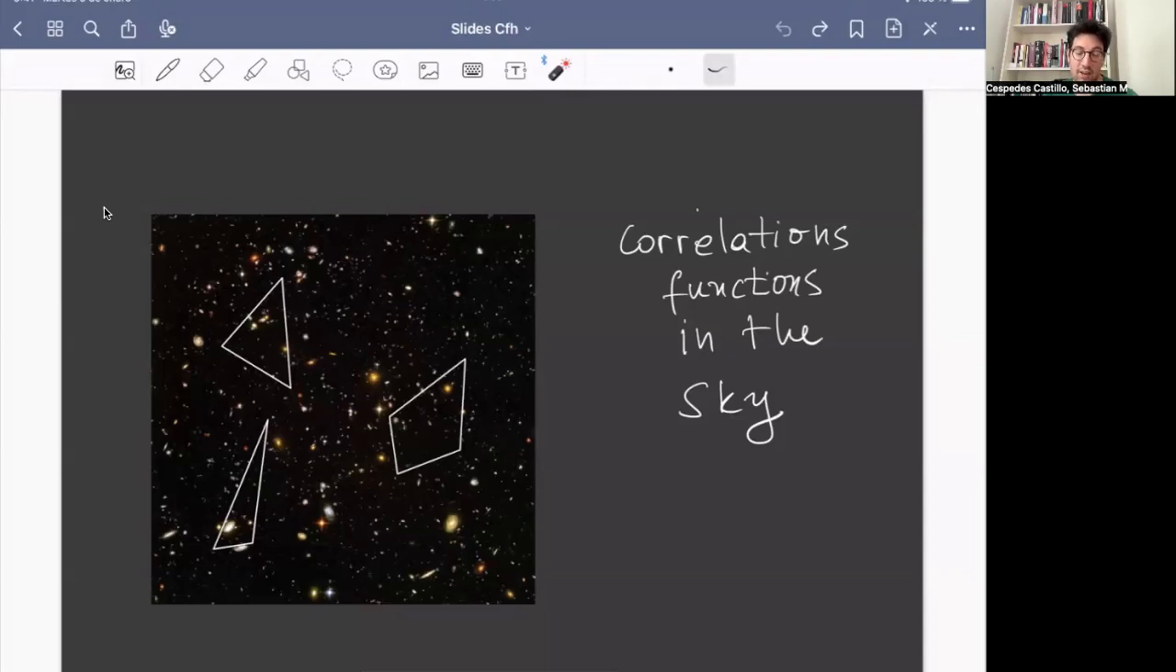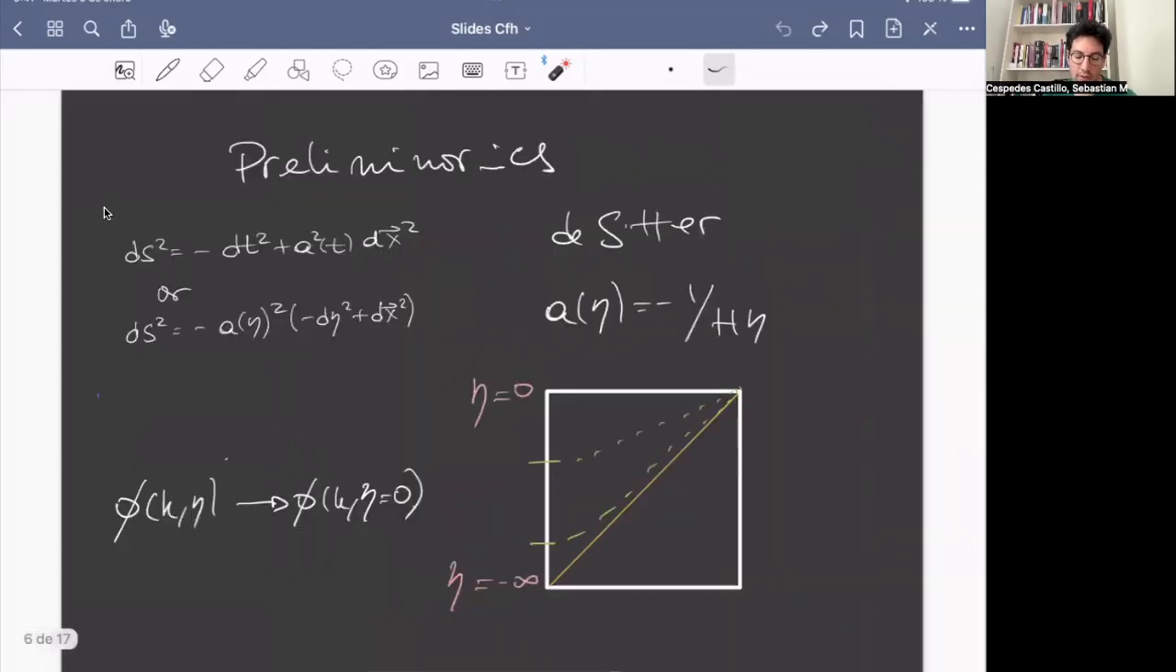These correlation functions encode a lot of information about the different epochs of the universe. For example, the galaxy formation, the dark matter abundance, but also, very interestingly, they potentially can have information about the early universe physics, in the sense that if inflation happened, this could potentially lead to an imprint over these correlation functions. Before starting the discussion, I'm gonna set some of the notation.